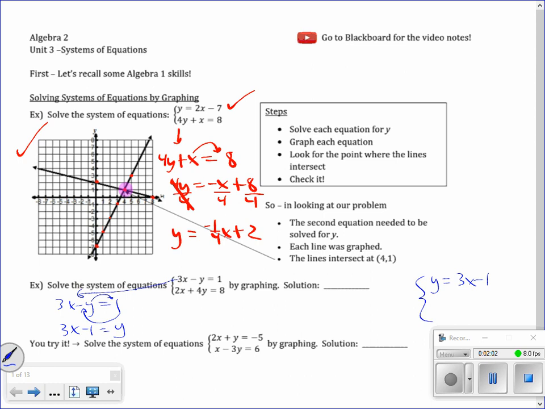Now for the second one, it takes a little more work. 2x has to move over, so I have 4y equals -2x plus 8. But then I just divide everything by 4. So I'll get y equals -1/2 x, and I will get plus 2. All right, so we can graph these in our calculator, but we can also graph them on Desmos. And Desmos is a little nicer because it tells you the answers, not a lot of steps.